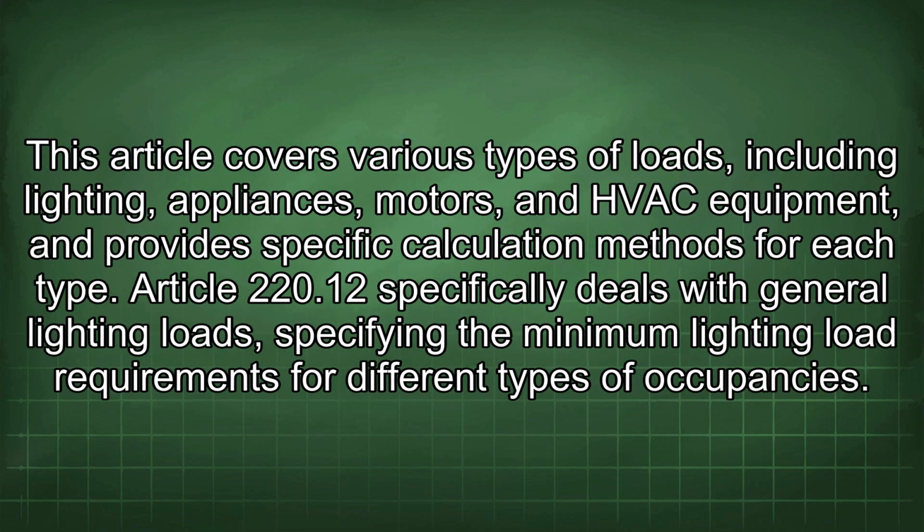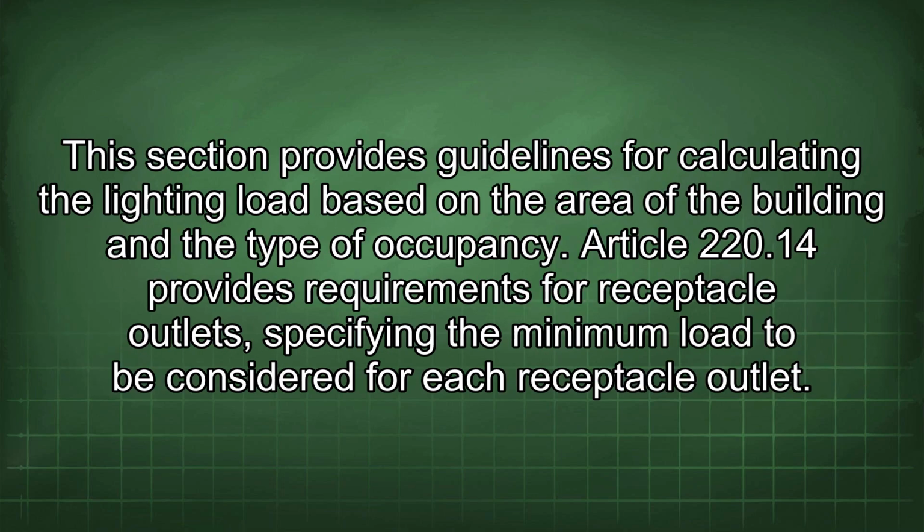This article covers various types of loads, including lighting, appliances, motors, and HVAC equipment, and provides specific calculation methods for each type. Article 220.12 specifically deals with general lighting loads, specifying the minimum lighting load requirements for different types of occupancies. This section provides guidelines for calculating the lighting load based on the area of the building and the type of occupancy.